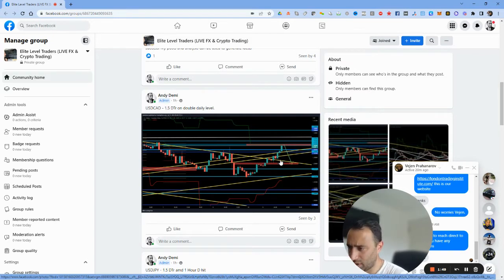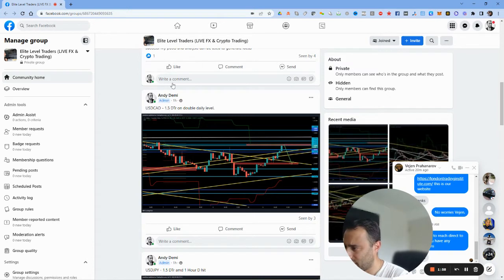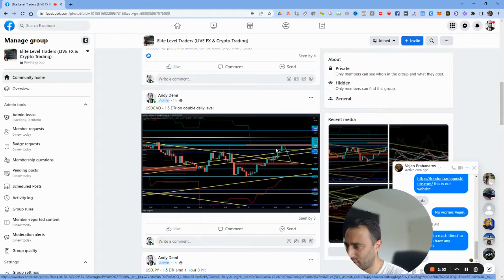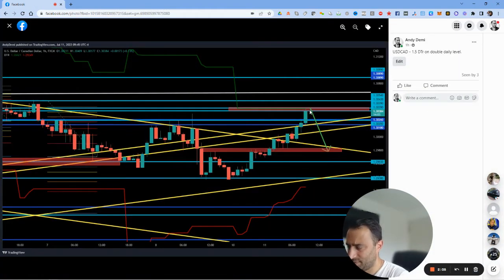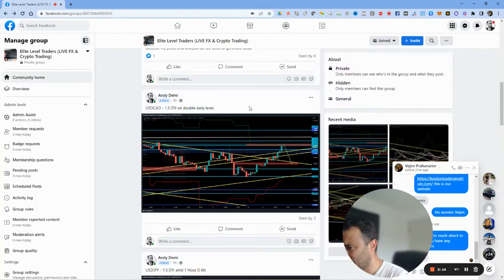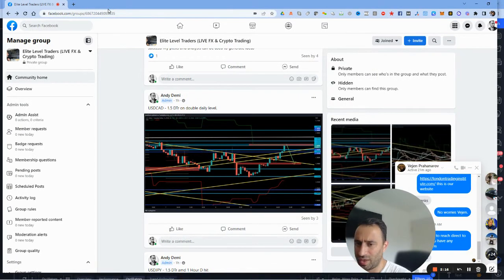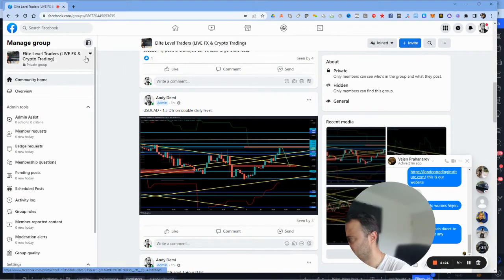Okay, this is what the US dollar CAD looked like, and you can see there, essentially, I've looked at this area. What I posted here in our group is that it's at the 1.5 DTR and a double daily level. Okay, and so what I was looking for was to enter at this price point and then look for the market to go lower.